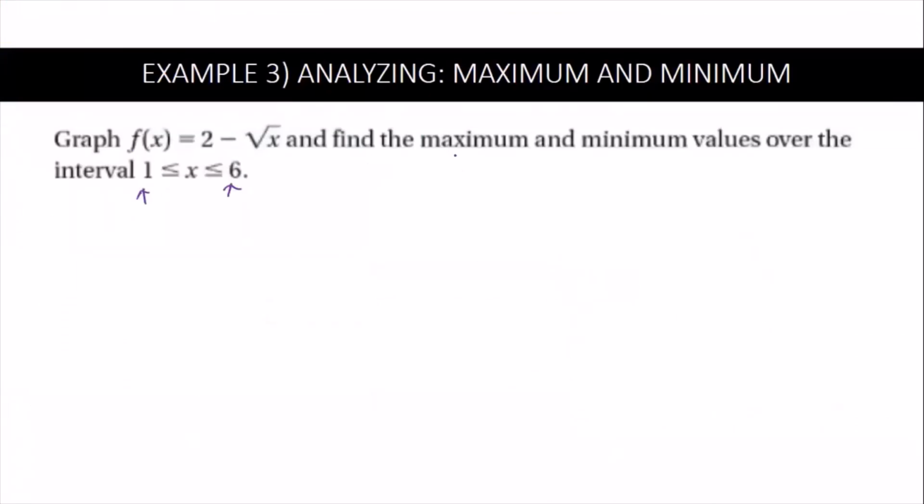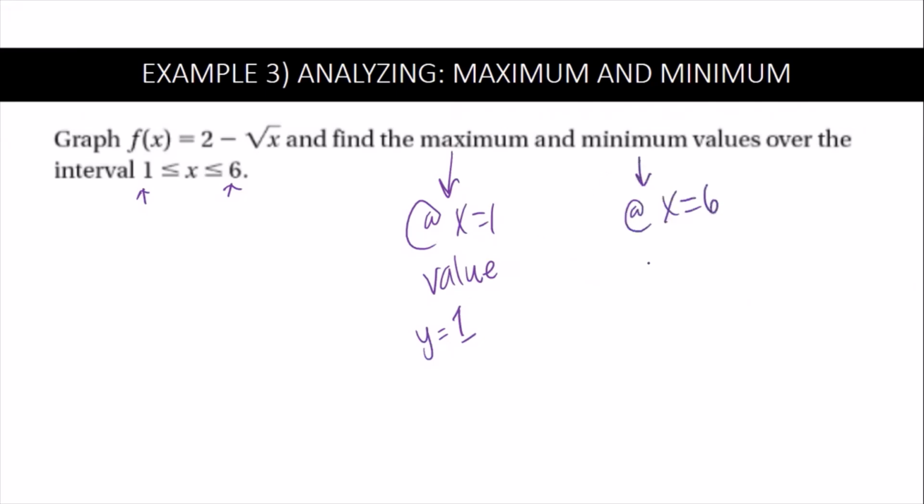All right, so our maximum took place at x equals 1, and the value was y equals 1. Where that's your x, the value is your y. Okay. Our minimum took place at x equals 6, and the value was y equals negative 0.4500.